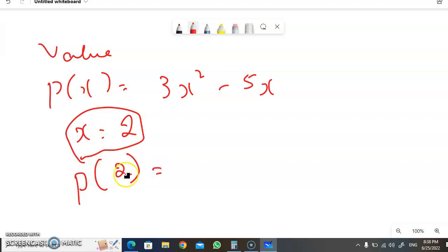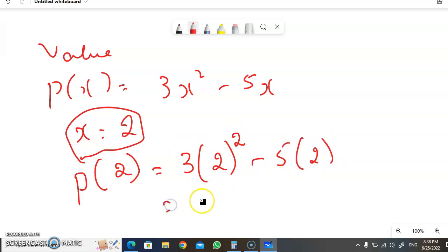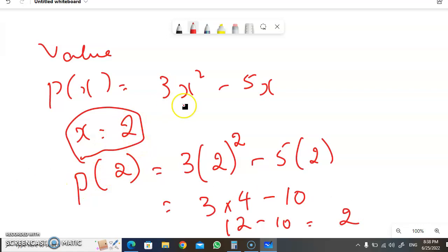Like P of 2 is equal to 3 into 2 raised to the power of 2, minus 5 into 2. So, what I will have? 3. What is 2 square? 2 into 2, that is 4, minus 5 times 2 is 10. So, what I have? 12 minus 10, which is 2. So, what is the value of this particular polynomial? The value of this particular polynomial, 3x square minus 5x at x equal to 2 is 2.